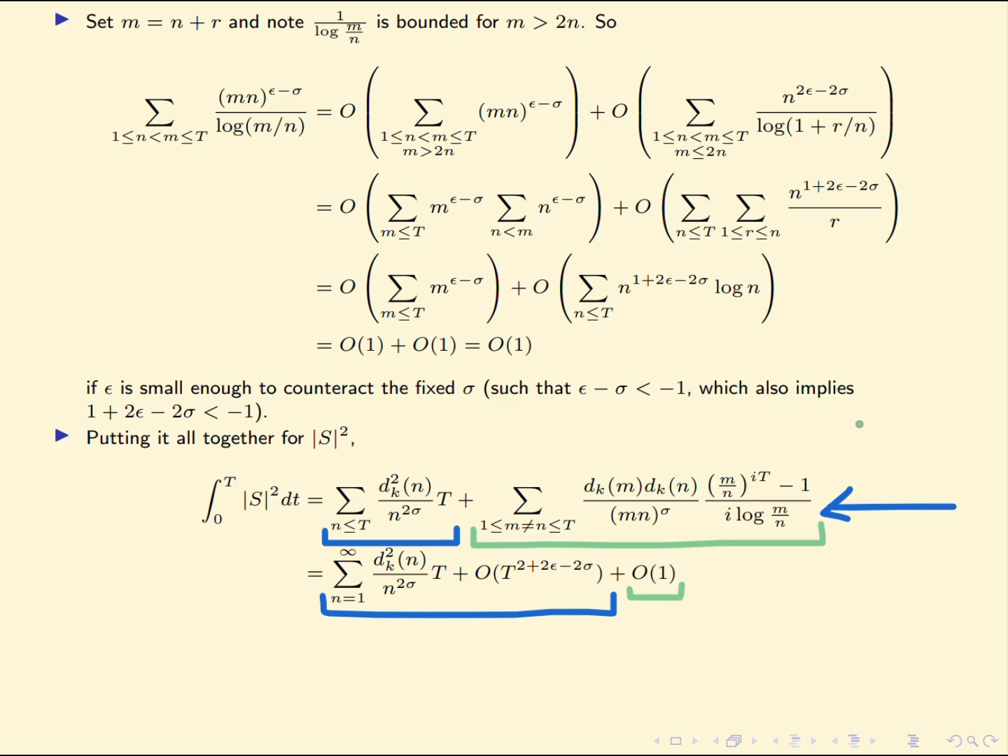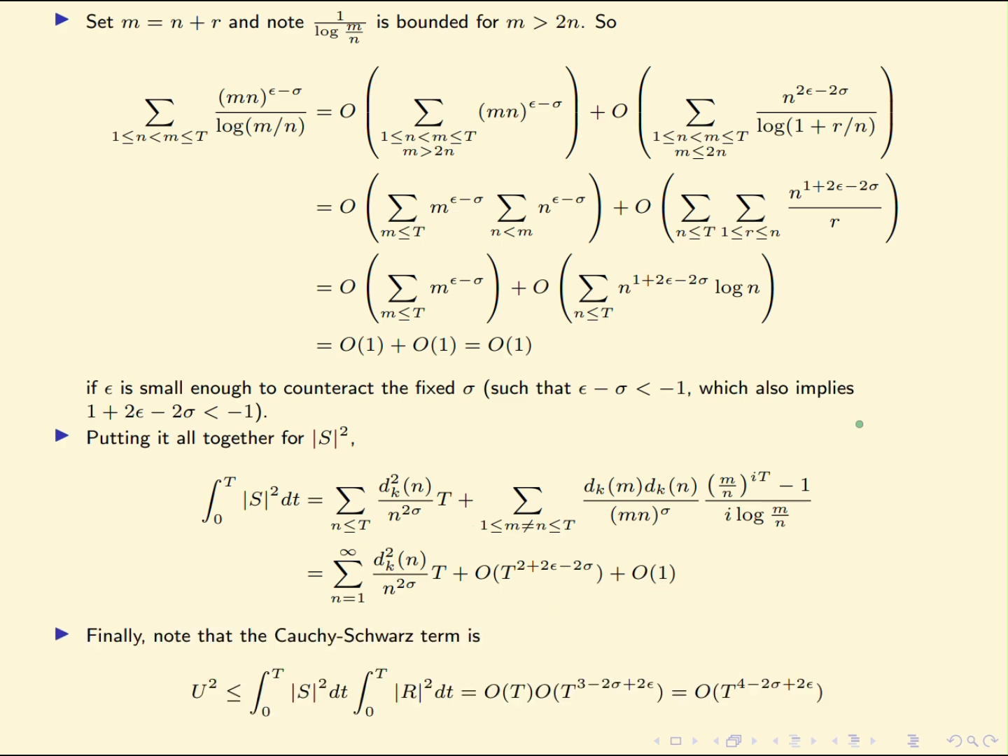And these are what we've done in the last 2 pages. Okay, and now we're actually ready to put everything together. So remember, sorry about that. Note that the Cauchy-Schwarz term, remember that 2u there, u squared is less than or equal to this integral times this integral, and we already know the 2 growth rates for s and r, where s, which we just got from above here, is really just O of t.